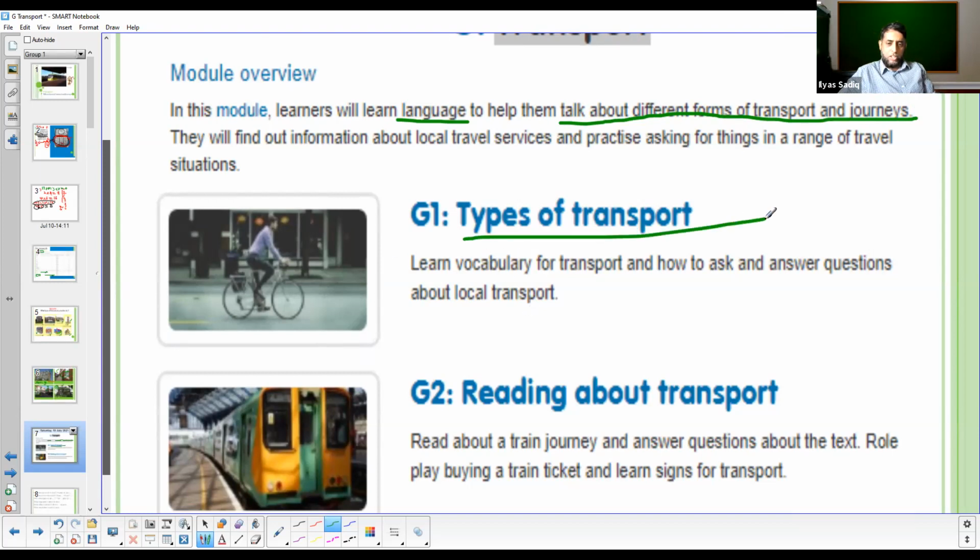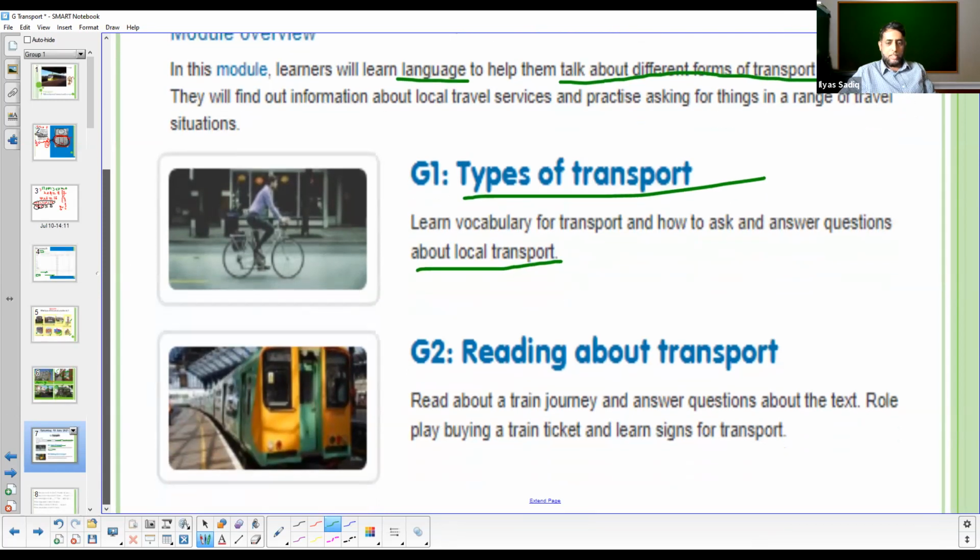So here in session 1, we would go through vocabulary for transport, how to ask and answer questions about our local transportation. And then we will read different questions and different signs available in the learning. So signs for the transport. This is what we're going to do.